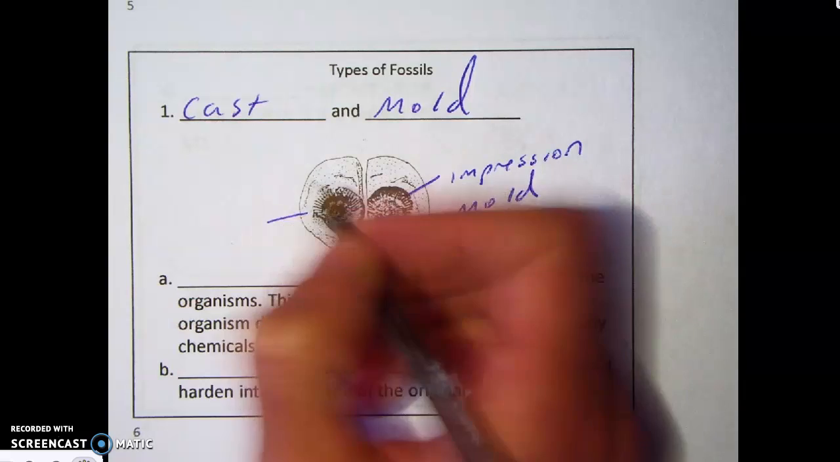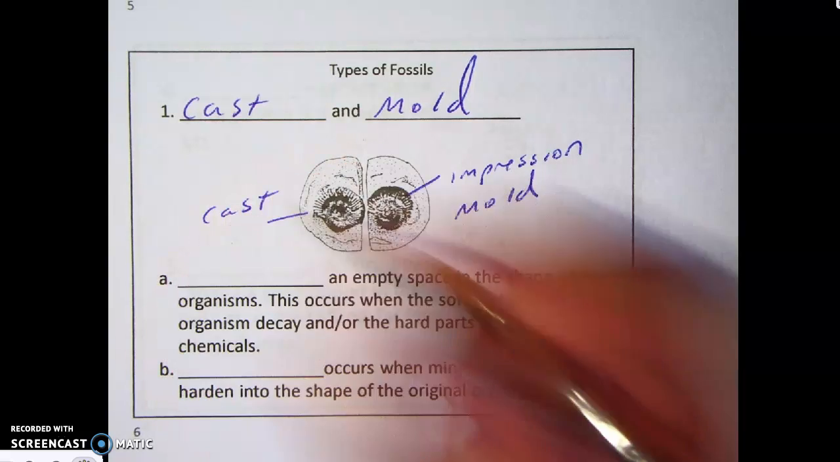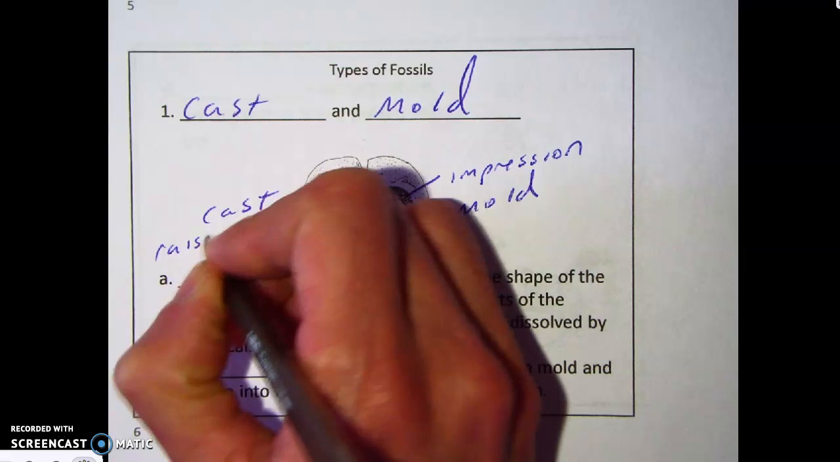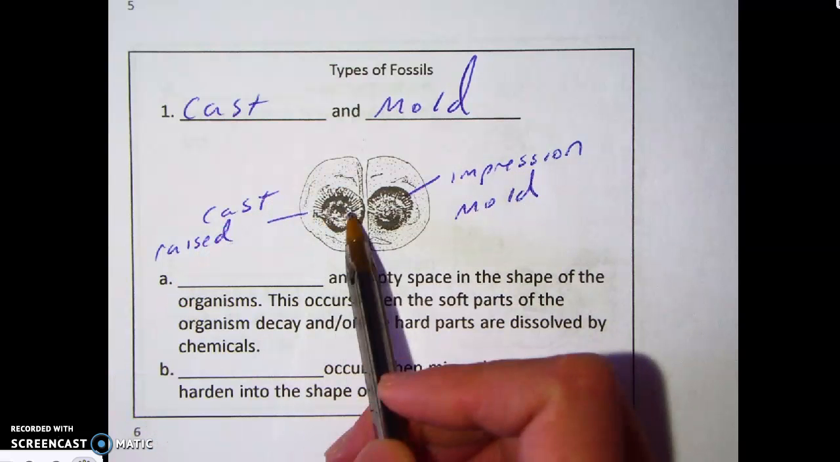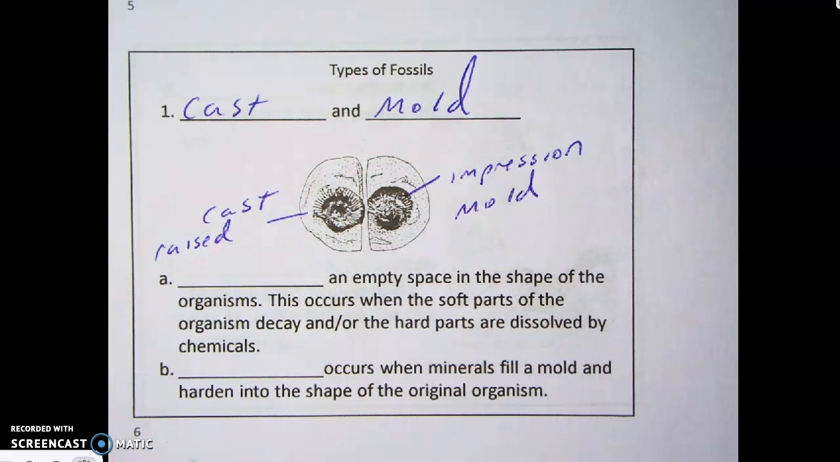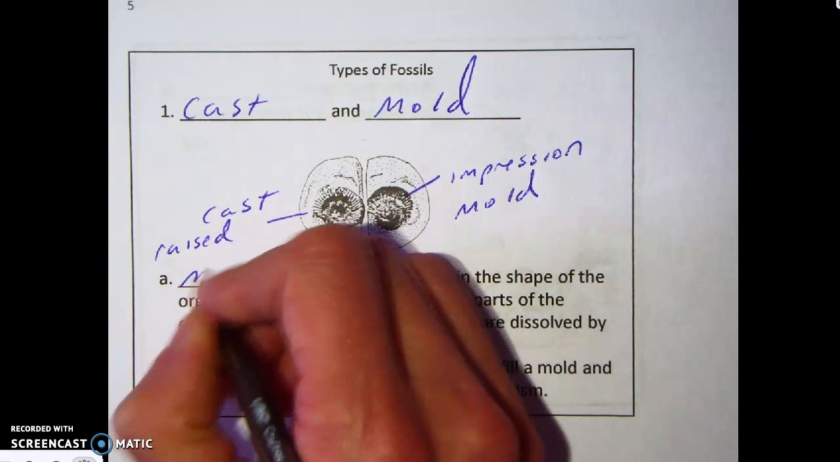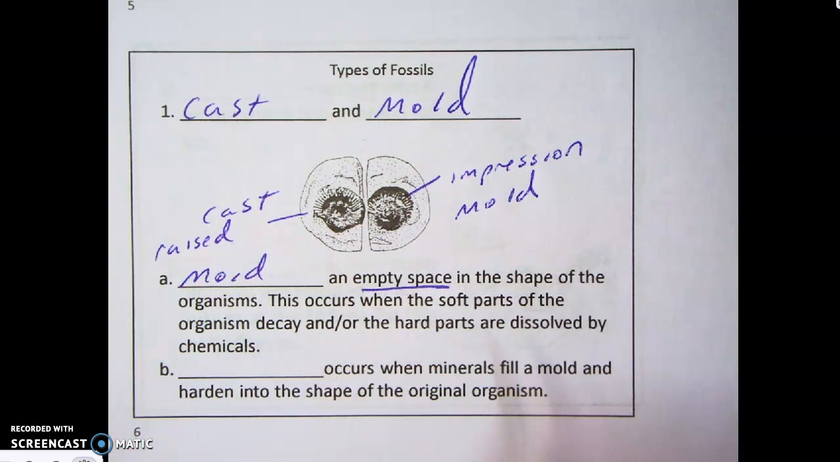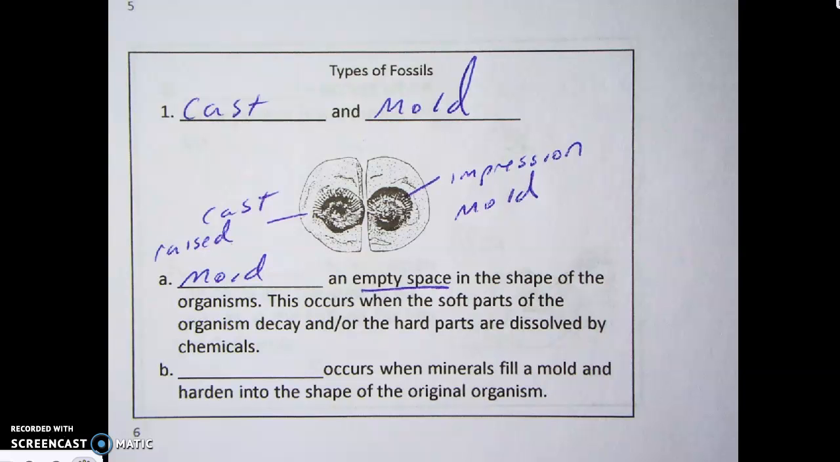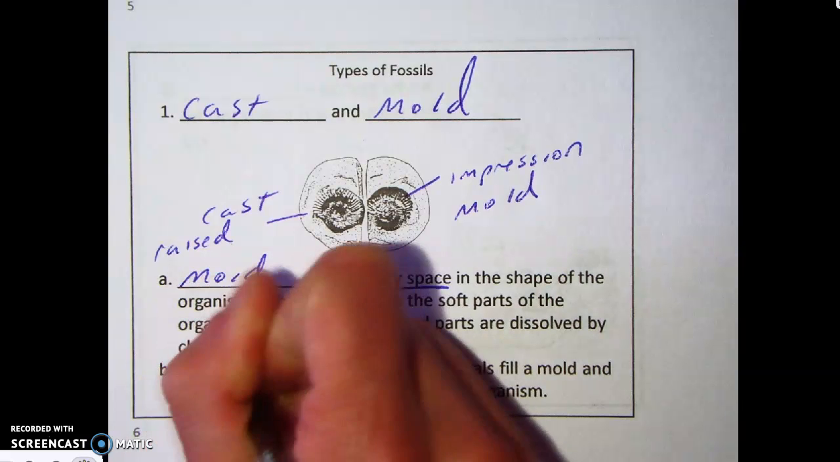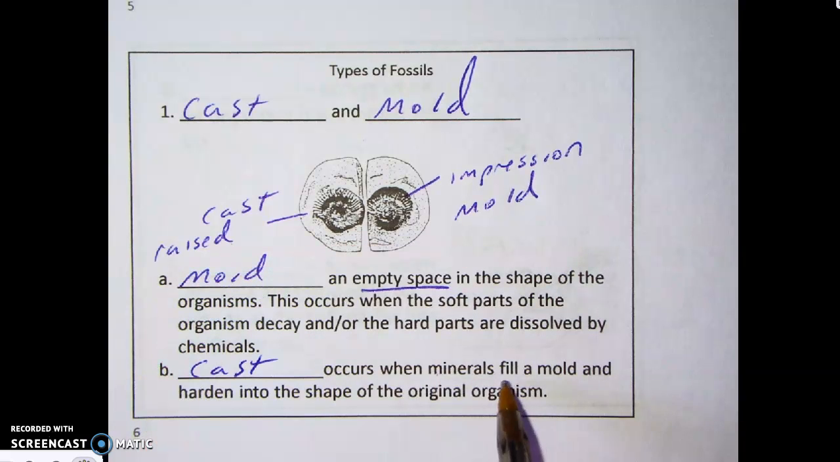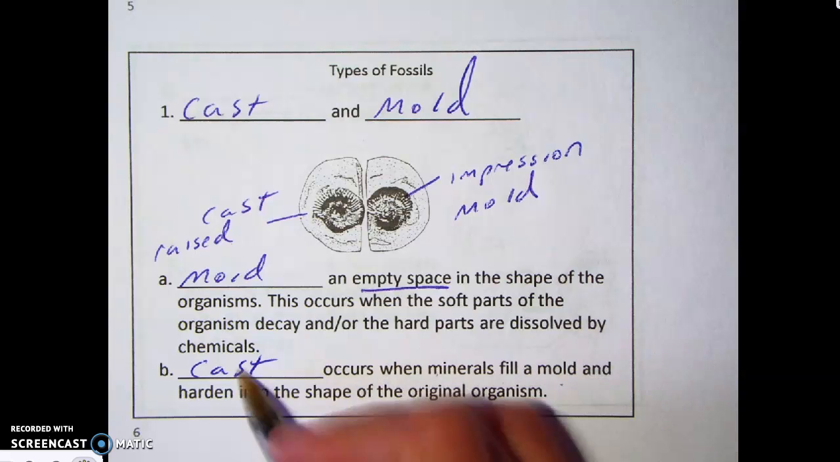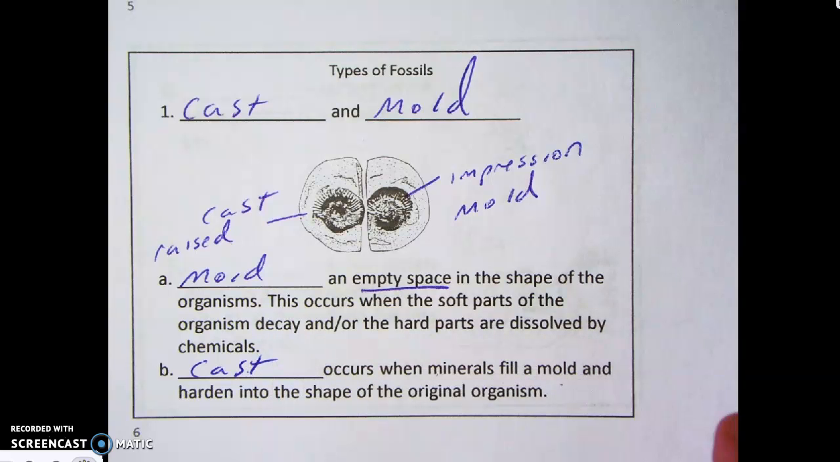On the opposite side, we would have the cast, and this would be the raised representation of the animal. So we have what's called the mold, which is the empty space in the shape of the organism. And then we could have what's called a cast, which is when the minerals fill a mold and it hardens into the shape of the original organism. This is what we call a cast. I'll see if I have an actual example of that. I'm not sure I do, but I might.